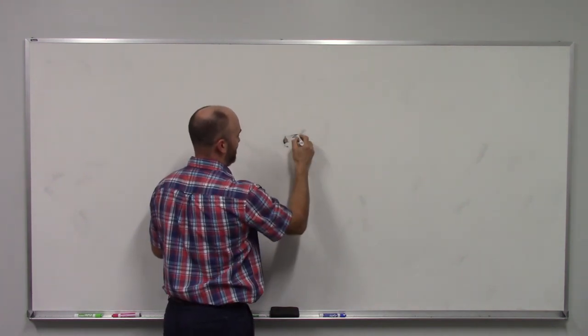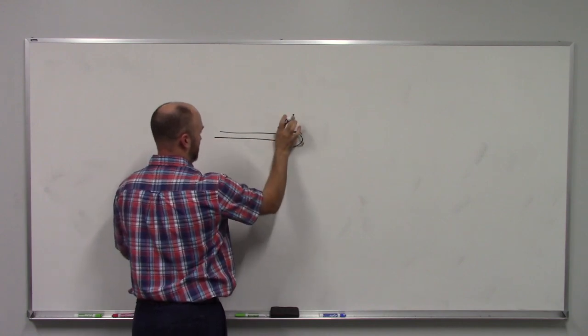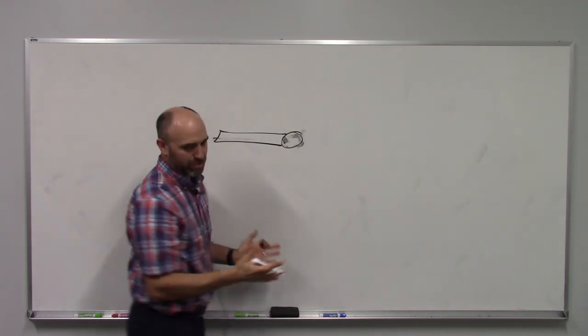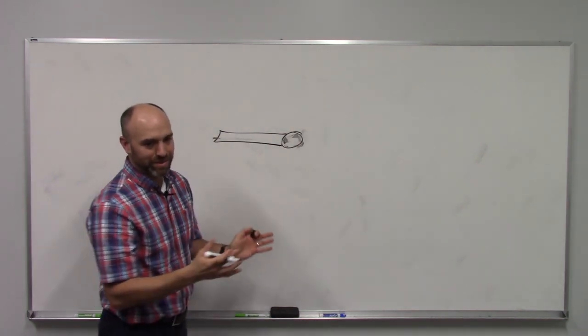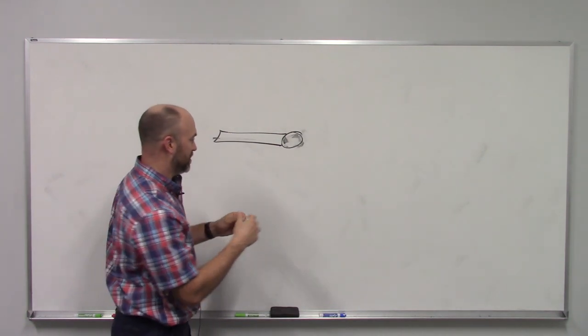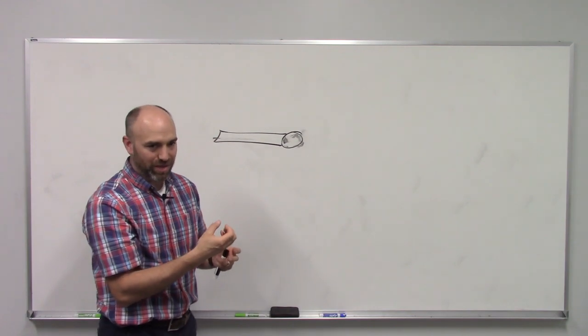Oh, I know what I'll do. Okay, this is a wrench. Just pretend, I'm not a very good artist. Okay, a socket wrench, and there's a nut in here that you need to tighten. Okay, a bolt, and you have to tighten it.